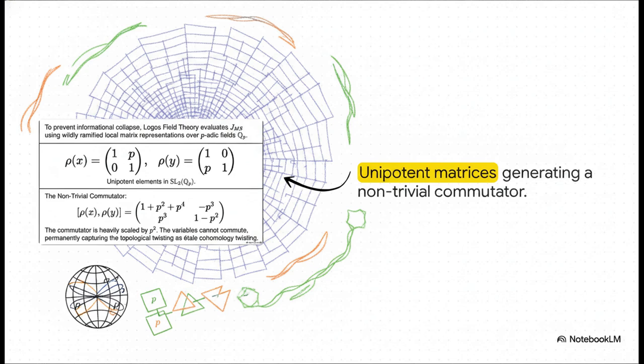We assign the variables x and y to these specific highly non-commuting unipotent matrix elements in SL2 of Q_p. Notice their commutator at the bottom. It's heavily scaled by p squared. By plugging these non-commuting matrices into our Fox-Jacobian, we permanently capture the topological twisting as an arithmetic étale cohomology twist.